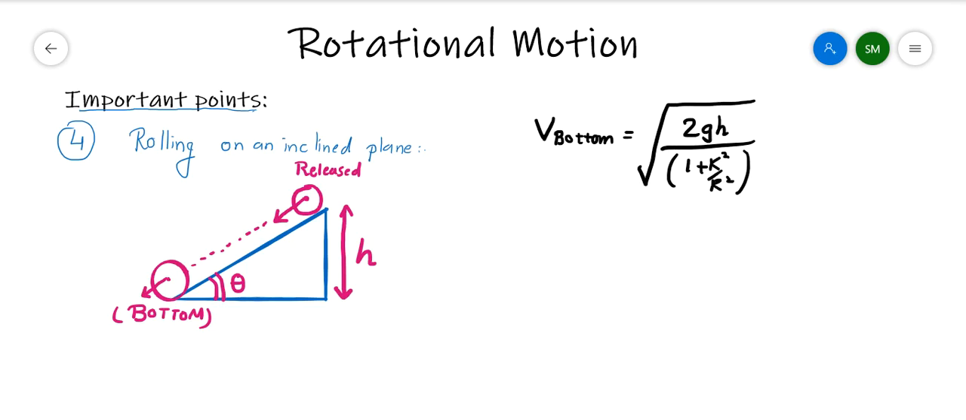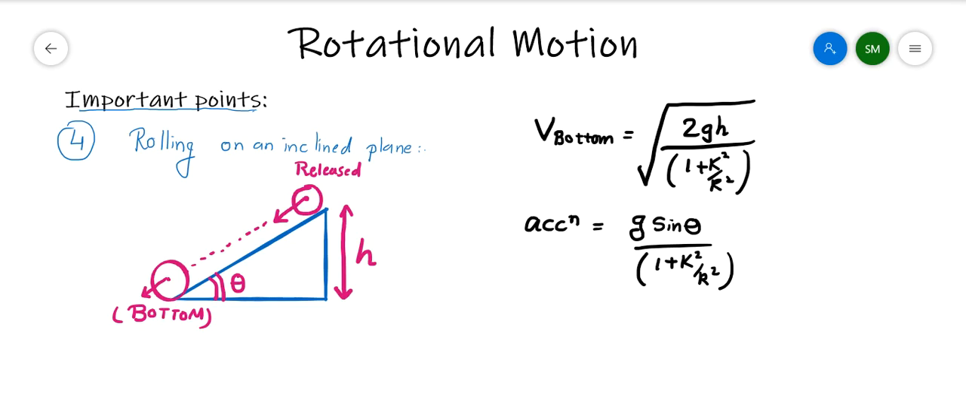Okay, so here also k square by r square is coming. This is a formula for velocity of a body when it reaches the bottom. As this body comes down, the velocity of this body increases. So if we need to find the acceleration of this body, acceleration is given by g sine theta divided by 1 plus k square by r square. It's a formula for acceleration.